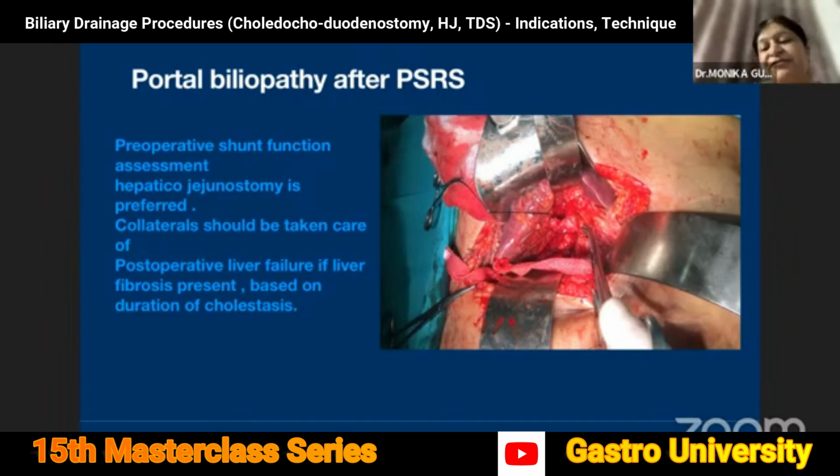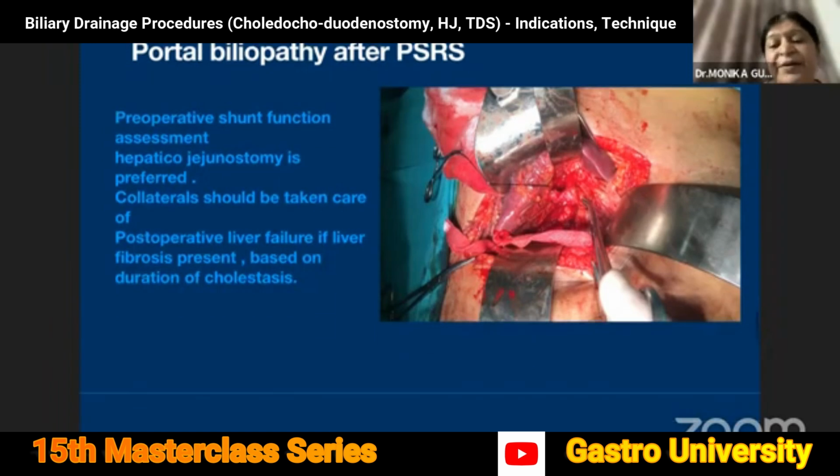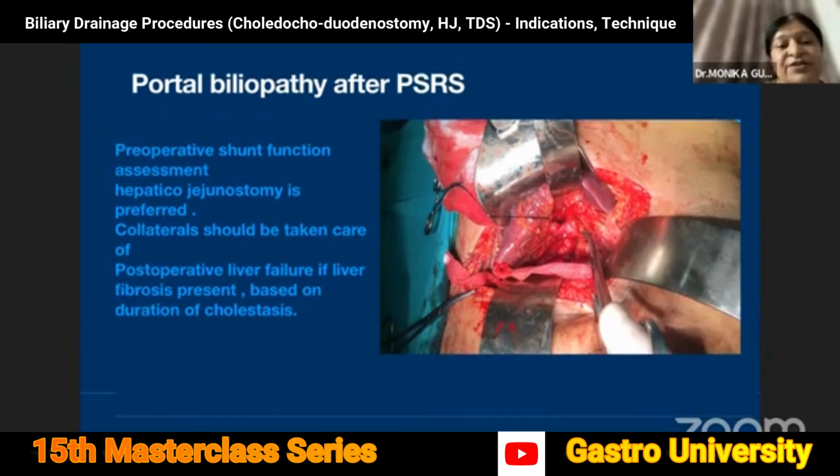So the shunt was functioning, and we did this hepatico-duodenostomy, although there was grade 1 fibrosis in the liver in the previous biopsy, but this patient went into liver failure post-op and did not survive. Although HJ happened, some bleed was there, but not major, but these procedures may be needed once in a while.